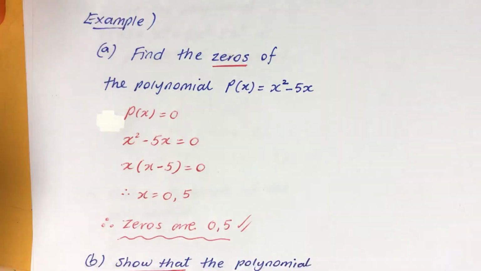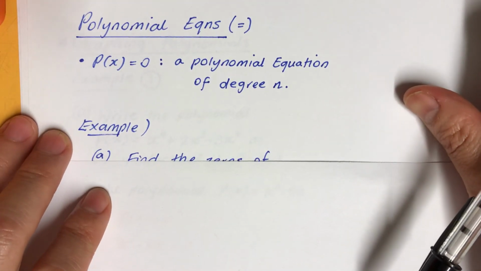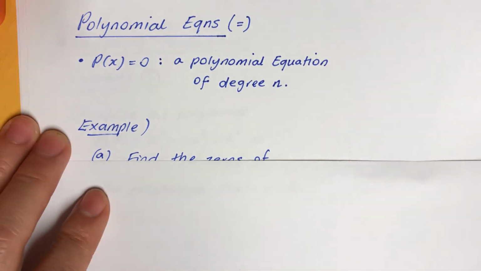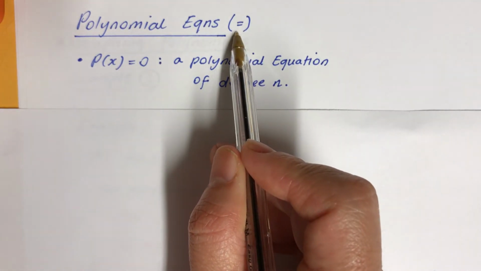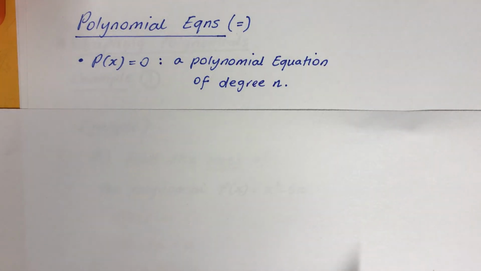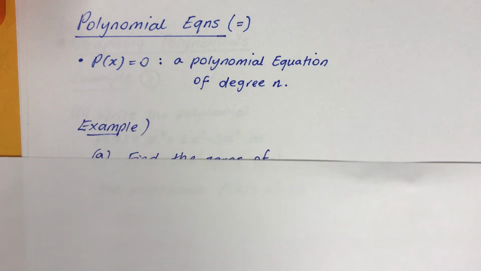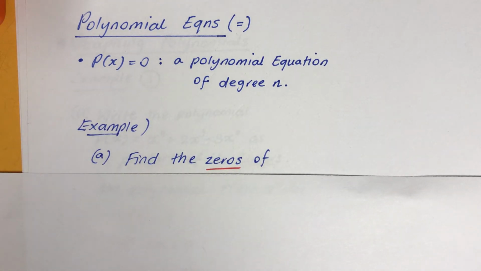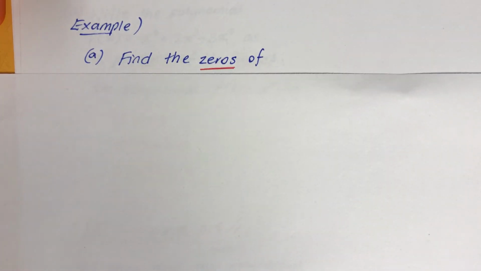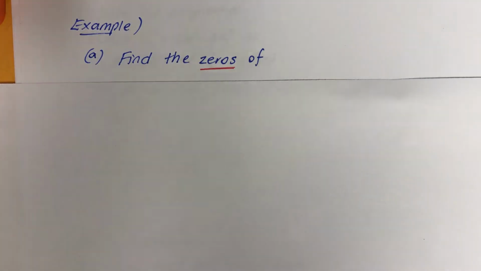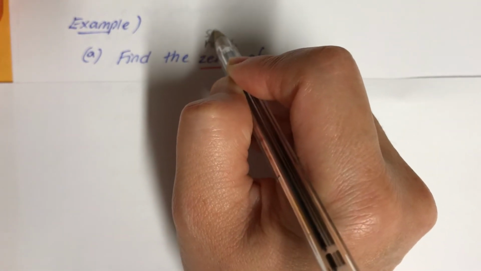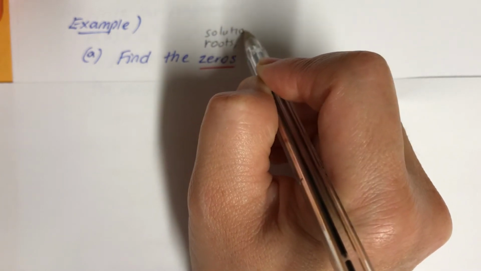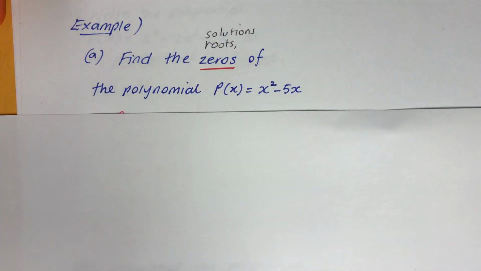I'll just put this away. So let's have a look at, push it down a bit. Now we're going to do polynomial equations. Now when we say equations, you need to have equal sign, okay? Otherwise we won't call it equation. So that's what it means. Now the examples. Find the zeros. Yes, find the zeros, meaning roots, that's another way, or solutions. Okay, that's what it means.